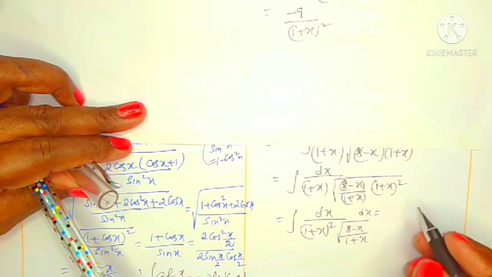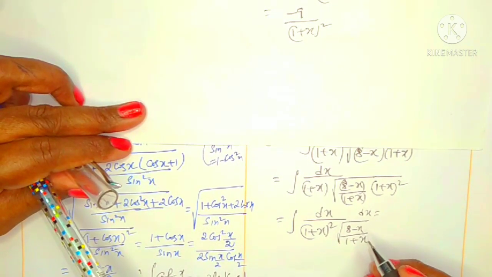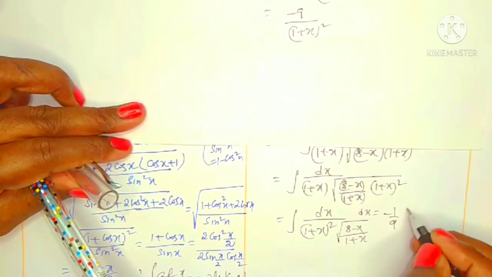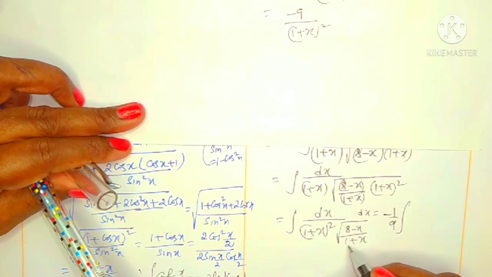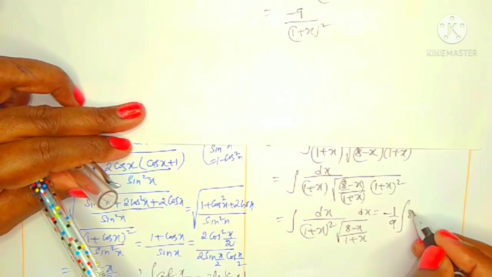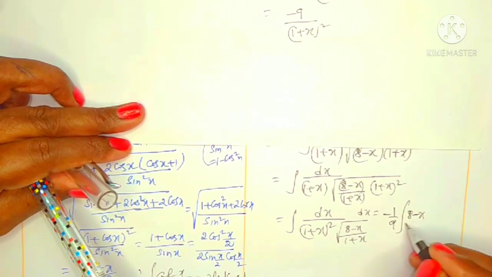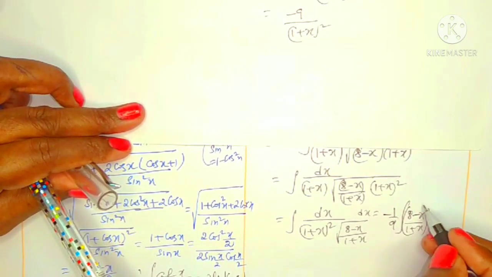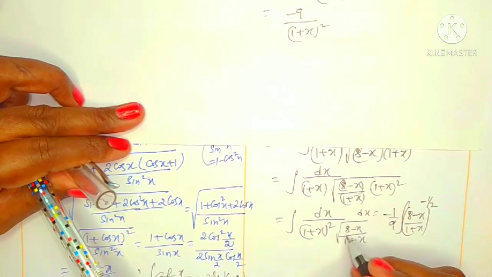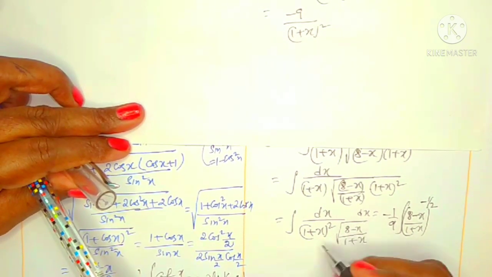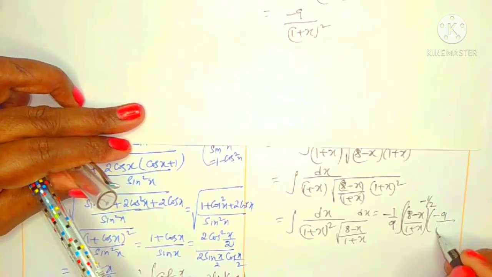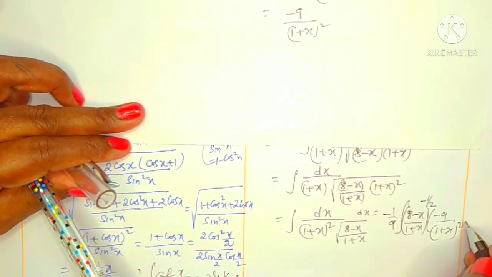Yes, minus 9. Okay, that's why we can divide and multiply with 9. One more step I am writing. Minus 1 by 9 and root over 8 minus x by 1 plus x, if we take the upper part, means in numerator 8 minus x by 1 plus x, square root in the sense 1 by 2 with power minus 1 by 2 we can get. Because we are taking it in the numerator. Into minus 9 by 1 plus x whole square. Right.